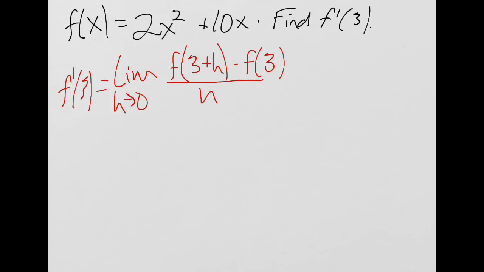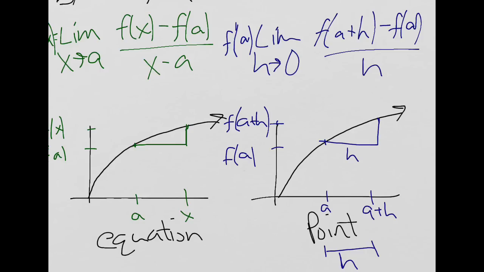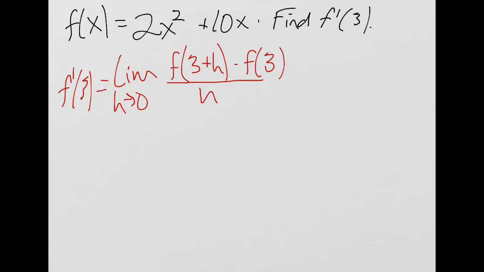So if I flip forward, you can see that that a shows up here, and the h shows up here and here. A here and here, h here and here. All it is a difference quotient. It is slope. So when I do this, I'm going to plug in.